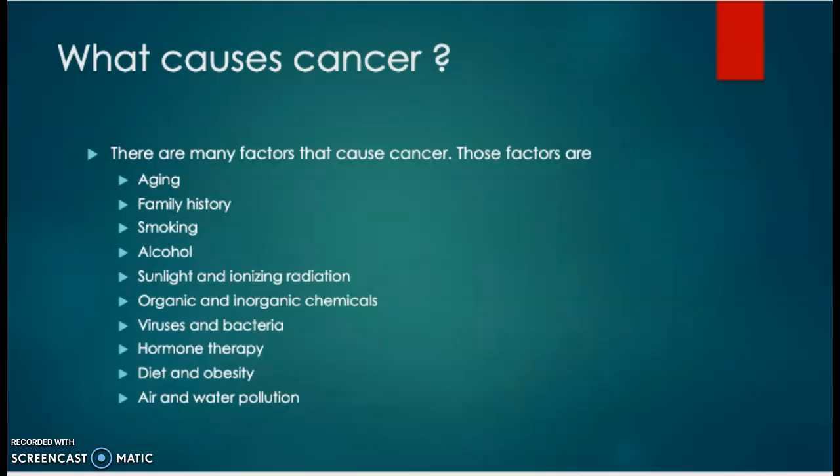The second factor is family history. Most cancers develop because of genetic mutations. Some genetic changes that increase the risk of cancer are passed from parent to child. Certain types of cancer occur more often in some families than in the rest of the population. One example of this would be colon cancer.